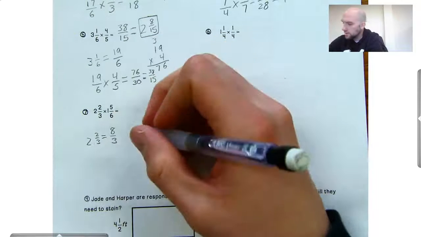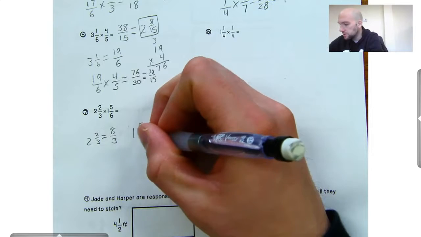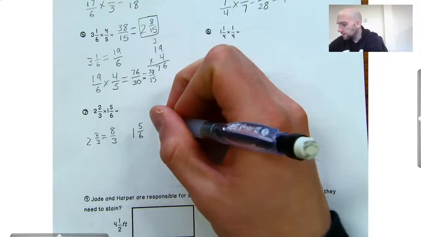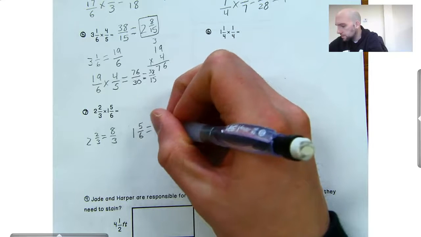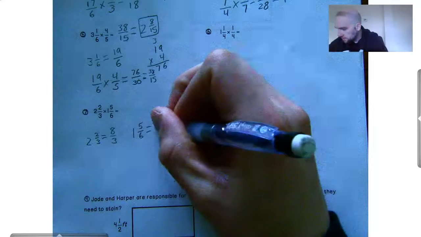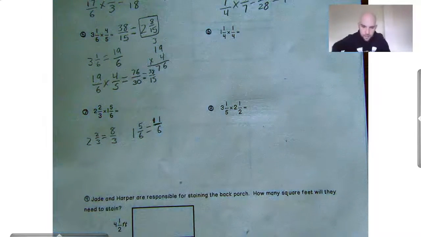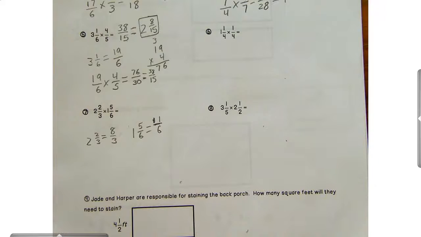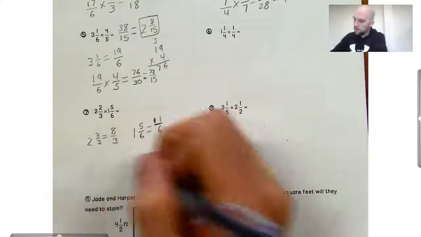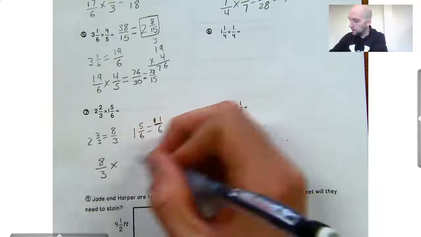2 2/3 is 8/3, 1 and 5/6. Well, 6 times 1 is 6, plus 5 is 11. That equals 11 sixths. Now I need to take my 8/3 and multiply it by 11 sixths.